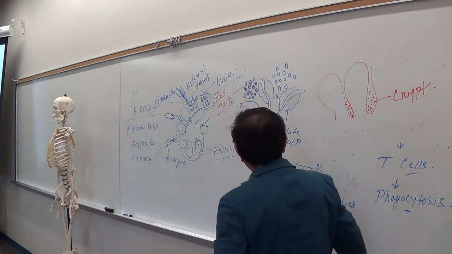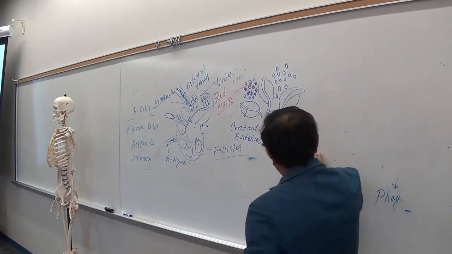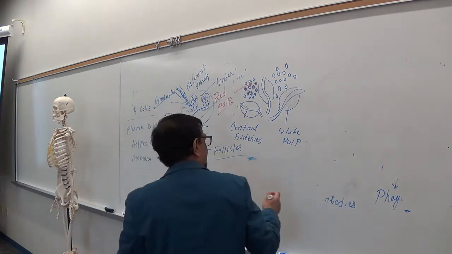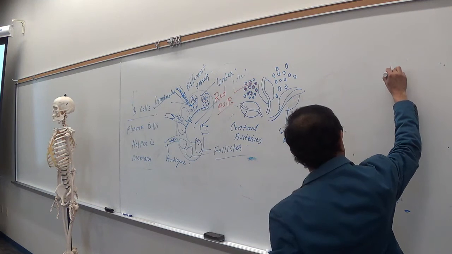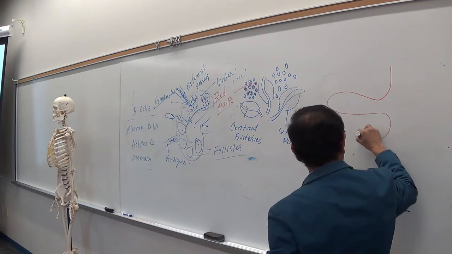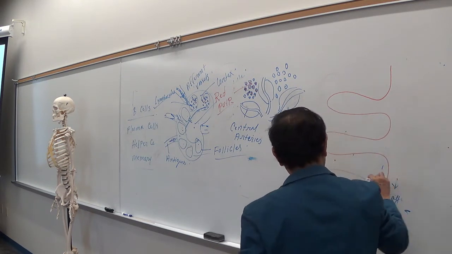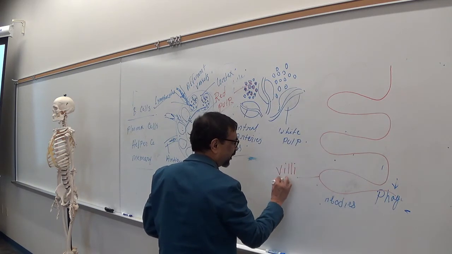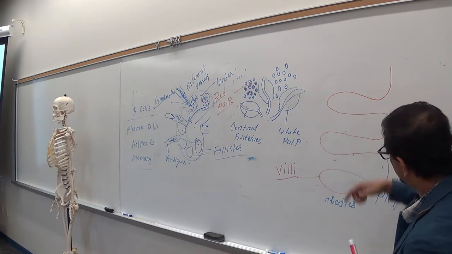Lacteals. Lacteals are the lymph capillaries. Where? In the small intestine. So if you see the wall of the small intestine, you have villi. Villi are finger-like structures in the small intestine. Some people say villi. Those are finger-like structures in the wall of small intestine.